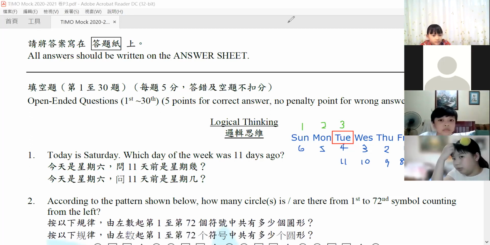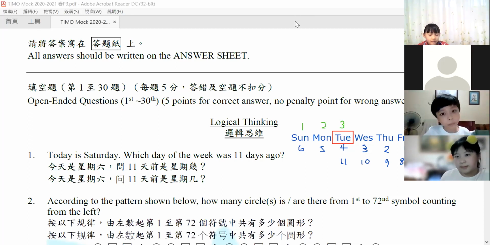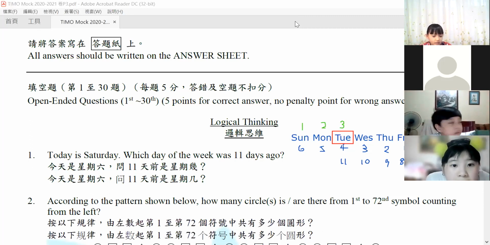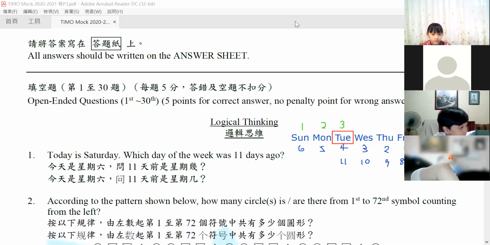Is there any questions? Could you type them out? Yes, Tuesday, very good. Can we do it like this: 11 days, 11 divided by 7, and we get a remainder of 4? Oh yes, you can also do this.